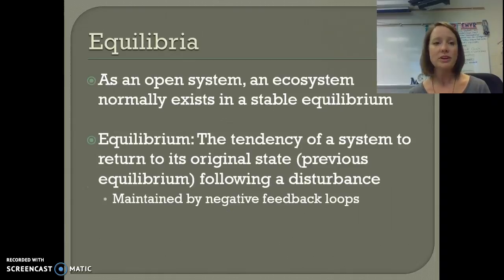All right, now moving on to equilibria. As an open system, remember we said that most systems are open, ecosystems are generally pretty stable. So what equilibrium actually is, it's when a system returns to its original state if there's a disturbance. And that's maintained by negative feedback loops, which we'll get to in a few minutes.